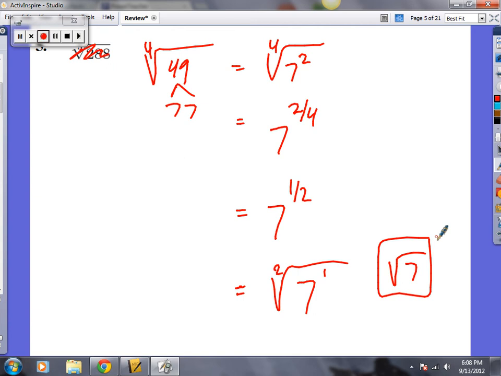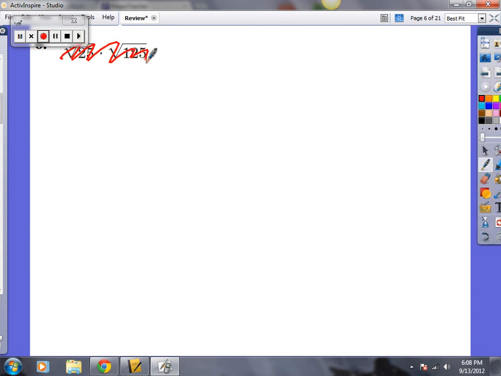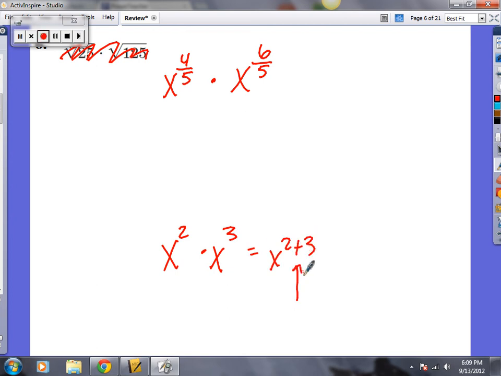Okay, let's look at number 6. Let's write x to the 4/5 multiplied by x to the 6/5, and let's call that your expression. X to the 4/5 times x to the 6/5. If you do whole numbers, x squared times x cubed, it's a lot easier. X squared times x cubed equals x to the 2 plus 3, and the big idea is you add them.